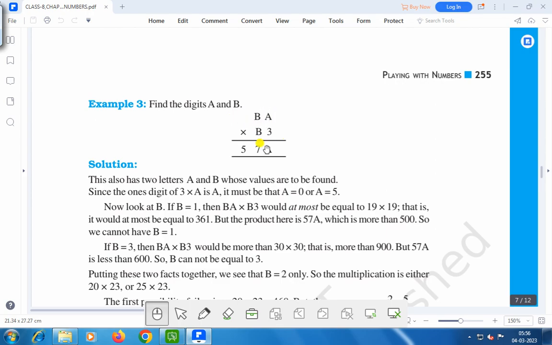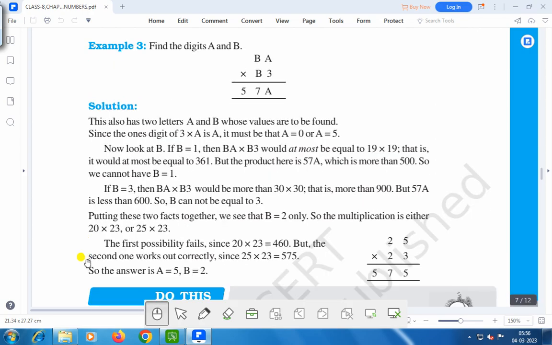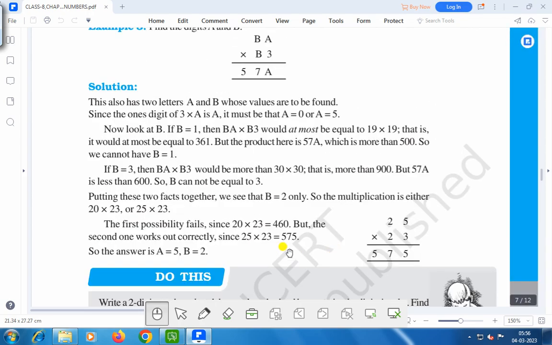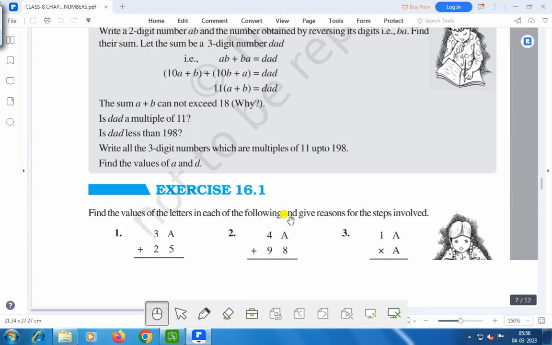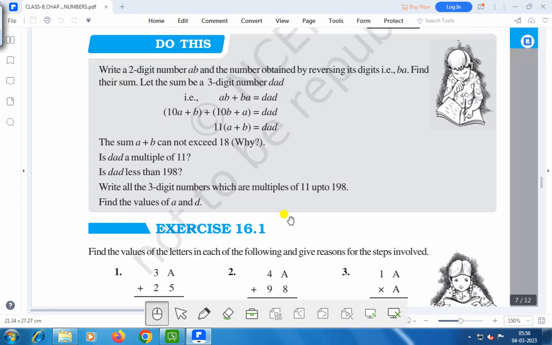Find the digits A and B. Here you can find that the value of B is 2. 25 times 23 is 575. Right? Next we'll do the exercises.